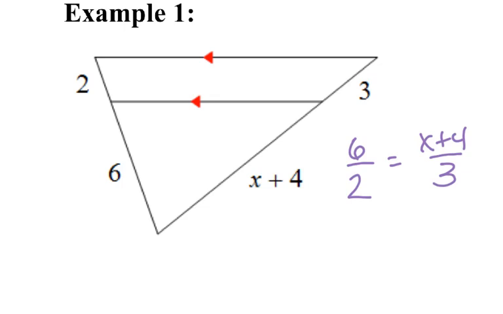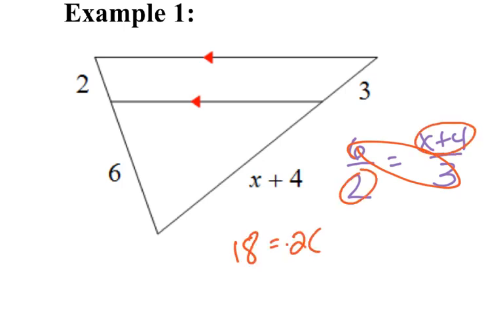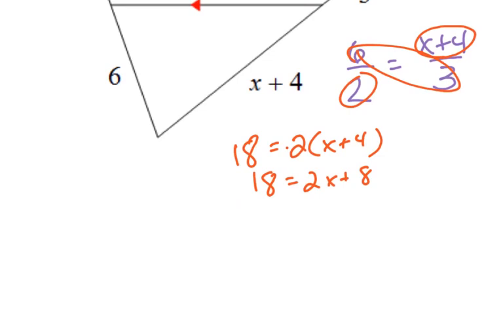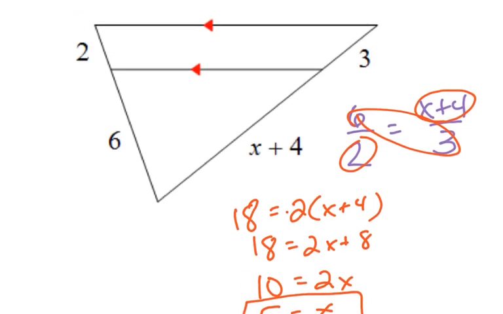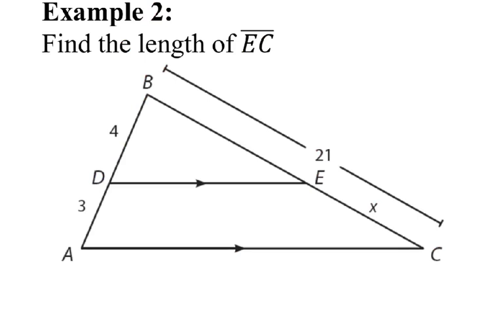We can use cross products, so we can say 6 times 3 is 18, and 2 times x plus 4. So 18 is equal to 2x plus 8. To solve that, you're going to subtract 8 from both sides, and x is equal to 5. Because of the triangle proportionality theorem, we know that this is 5, so this side is 9 to 3, 6 to 2, and that proportion is the same. So let's go to the next example.